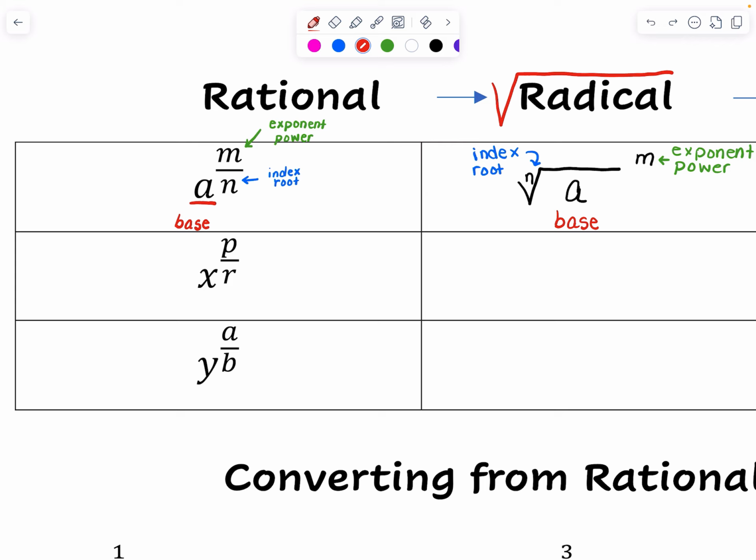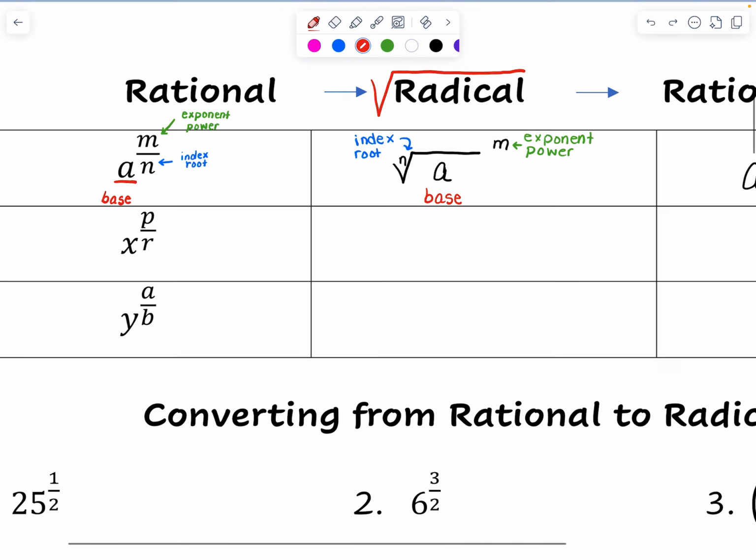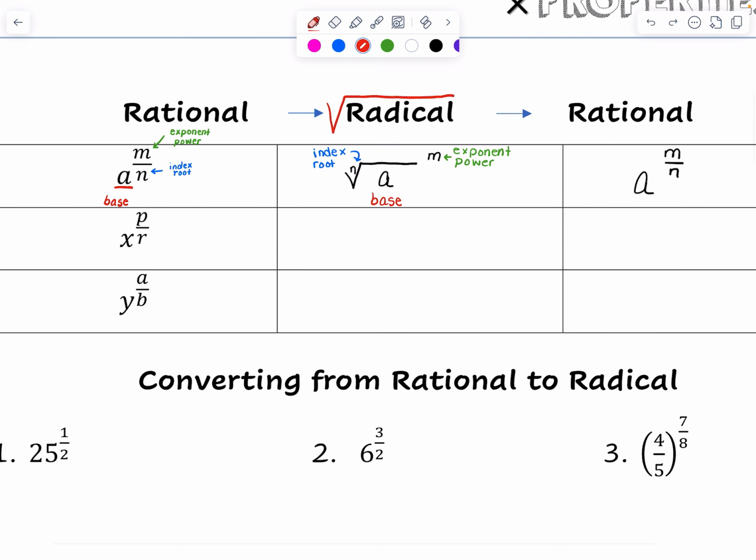Okay, so to turn from a rational to a radical, there's a couple of important pieces. The base is whatever number is written first. The exponent has 2 powers. The top number is going to be referred to as the exponent. The bottom number is going to be referred to as the index. Now, when I rewrite this from a radical to a rational, I'm just moving the pieces around to their proper location. And then I can convert it back from a radical to a rational.